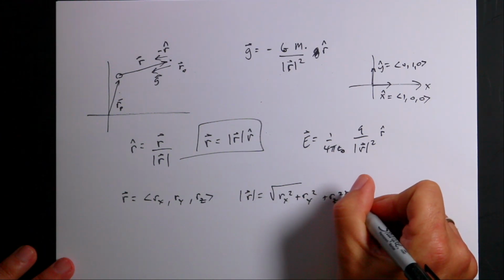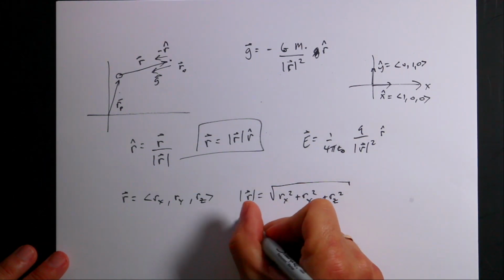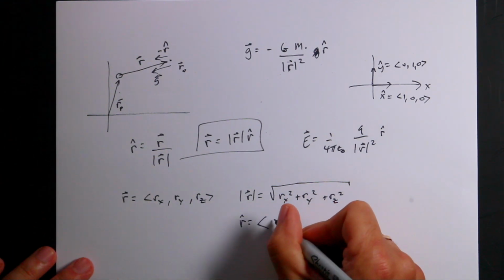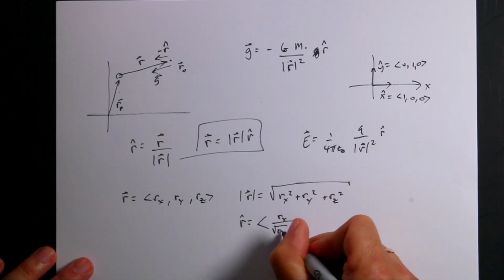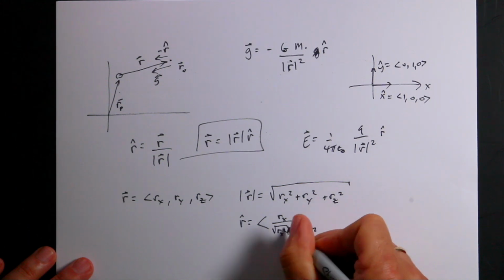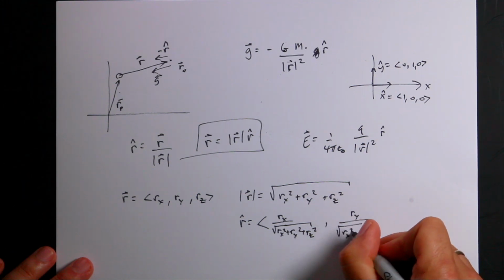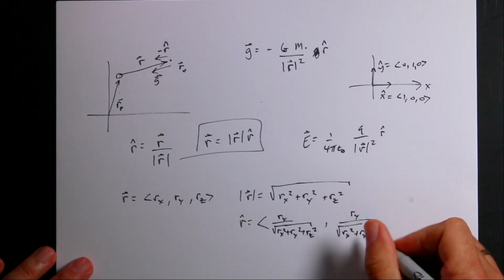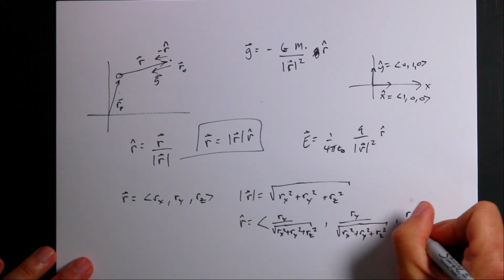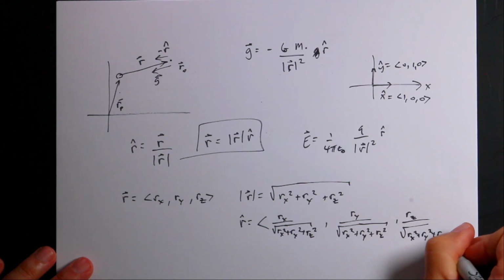And I'm going to do an example with this. I should do it now, but I'm not going to. So then the unit vector r hat is going to be this vector divided by the magnitude right there. Let's write that out the long way. The x component is rx over the square root of rx squared plus ry squared plus rz squared. The y component is going to be ry over the square root of rx squared plus ry squared plus rz squared. And then rz over the square root of rx squared plus ry squared plus rz squared.